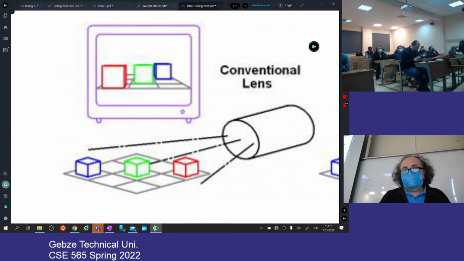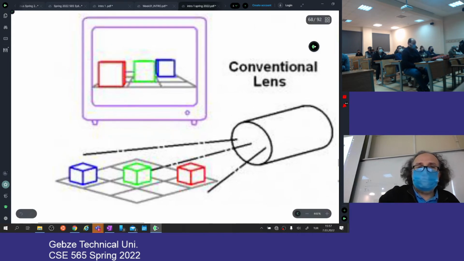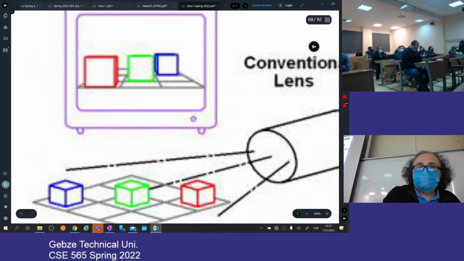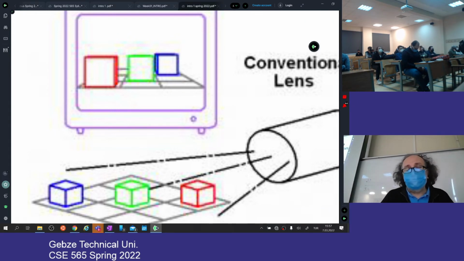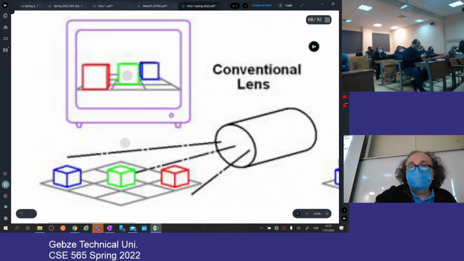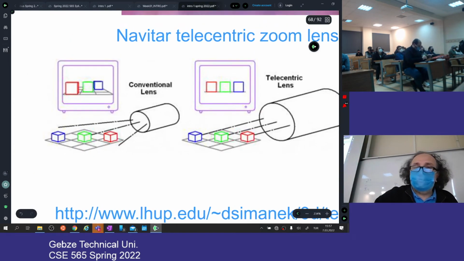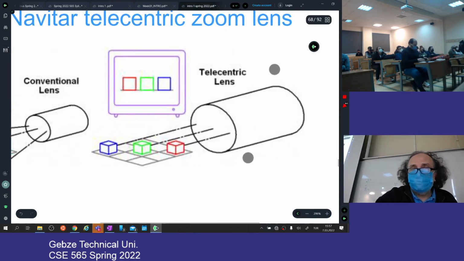The problem is this. If I would like to inspect these three cubes, and say this one is equal to this one and this is equal to this one, in their sizes, so that I can inspect them, with the conventional lens this will not work, because I cannot differentiate between the large objects and the small objects and how far they are. But if I use an orthographic projection or the telecentric lens, this is what I see.